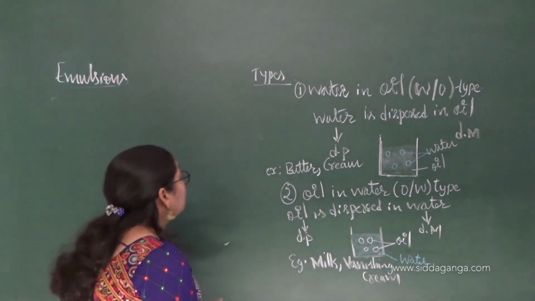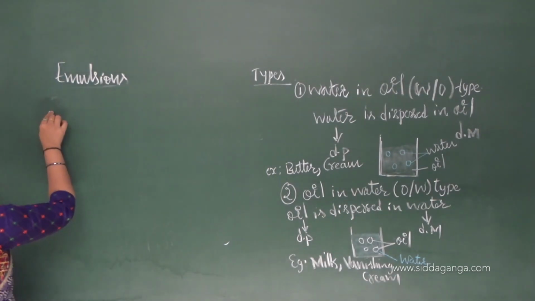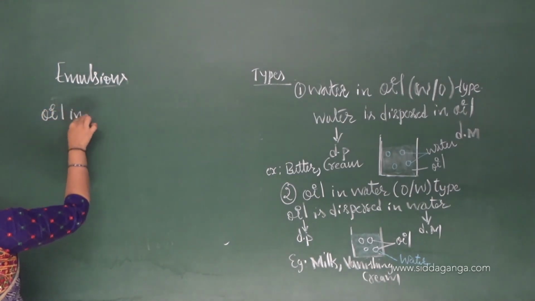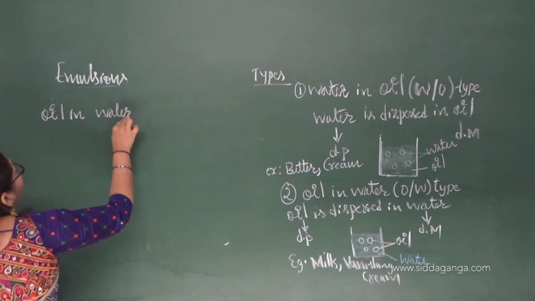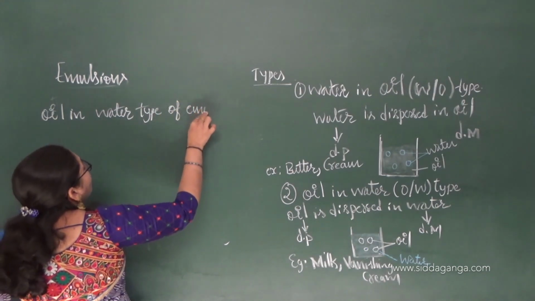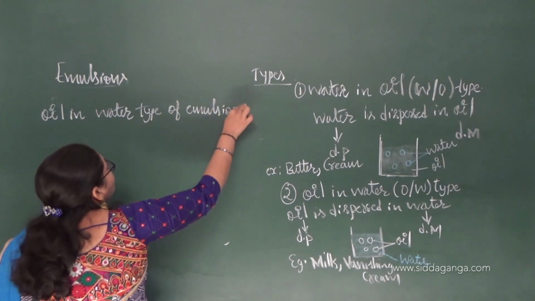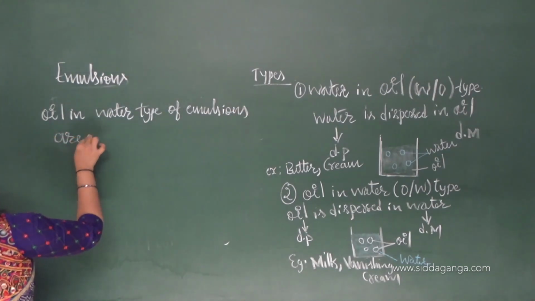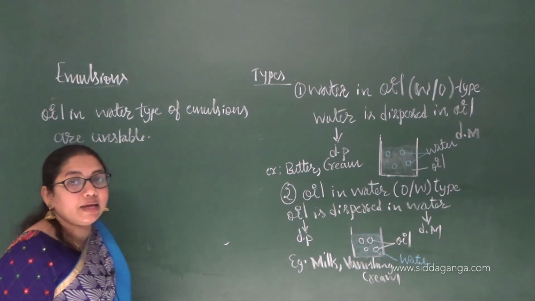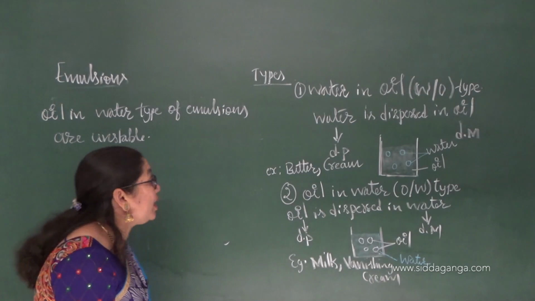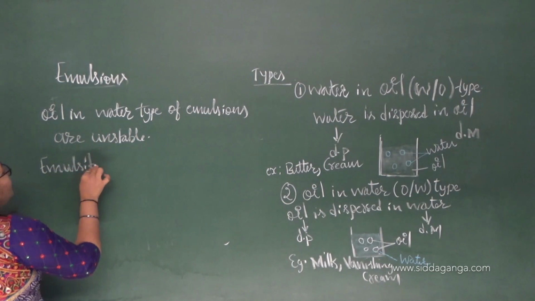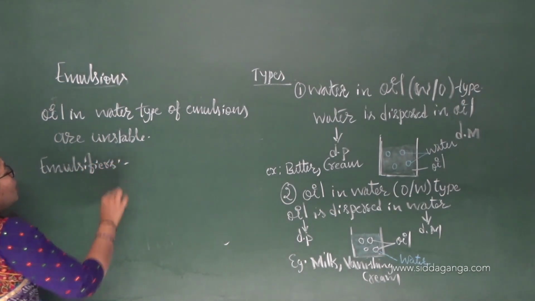What are they called? Emulsifiers. So that is the second type, oil in water type. Oil in water type of emulsions are unstable, so they can be stabilized by adding suitable reagents. We call those reagents emulsifiers.